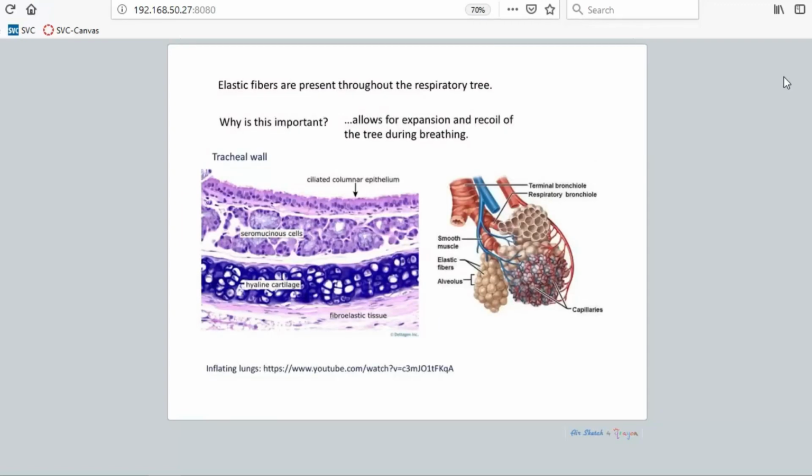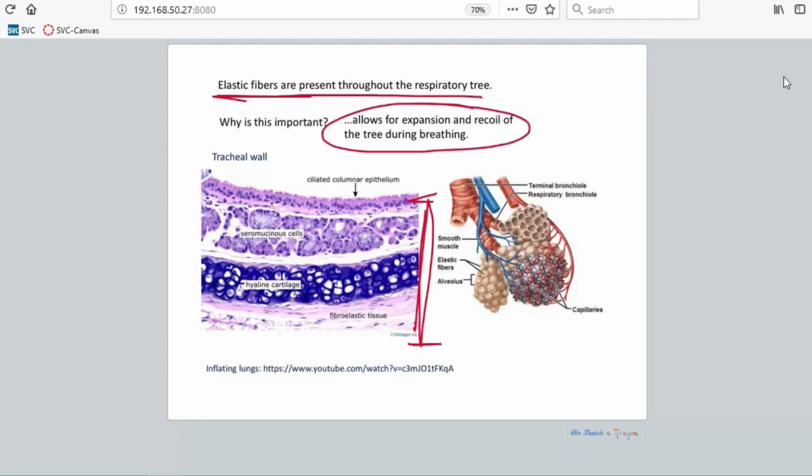Okay. Another thing that I want to point out is that all throughout the respiratory tree, this is the wall of the respiratory tract here, we have a bunch of elastic fibers. Elastic fibers are found throughout the respiratory tree. And why is that important? Well, it's going to allow for expansion and recoil of the tree during breathing.